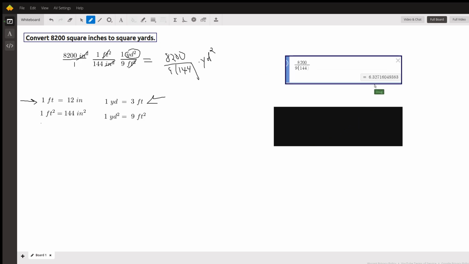It looks like about 6.3 square yards. There you go.